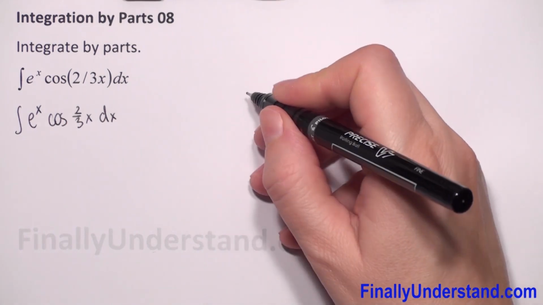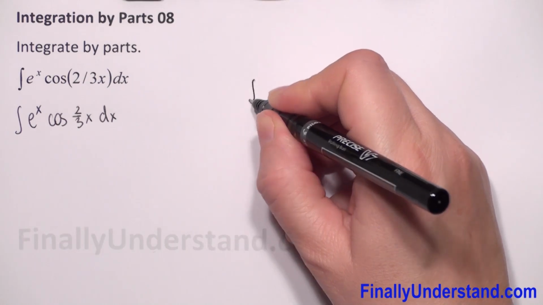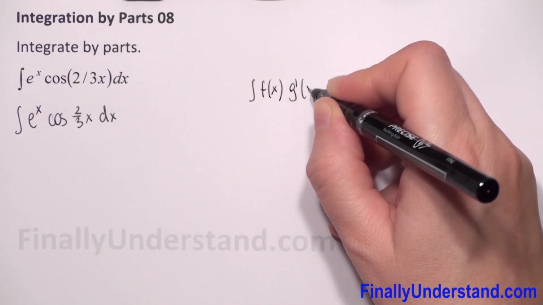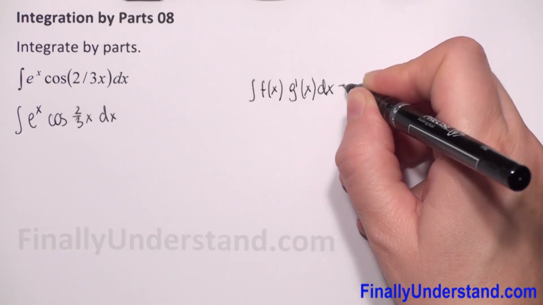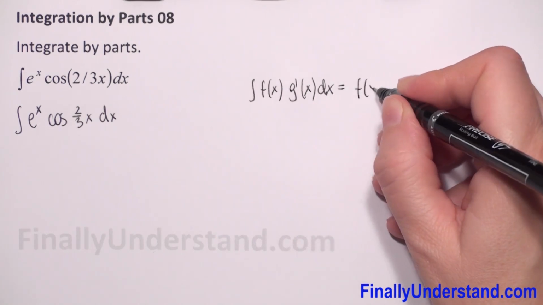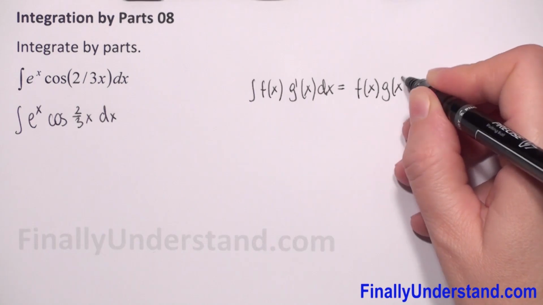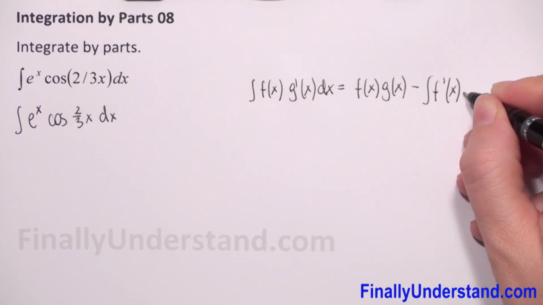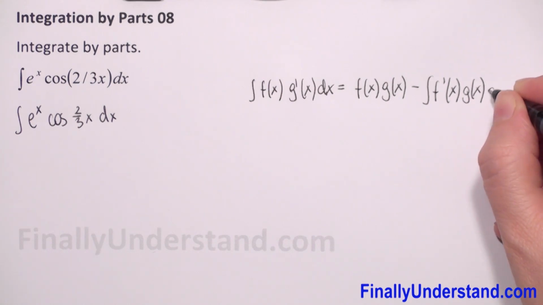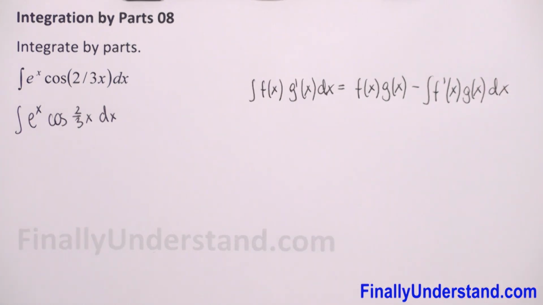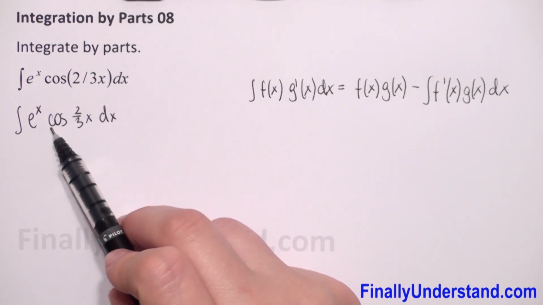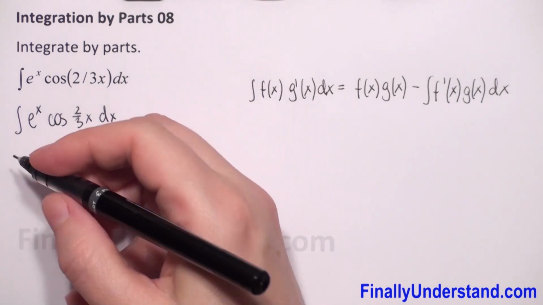Let me remind you this formula. When we have integral of f of x times g prime of x dx, this is equal f of x times g of x minus integral of f prime of x g of x dx. Because when we take derivative of e to power x, it still will be e to power x, so I will put for f of x cosine.